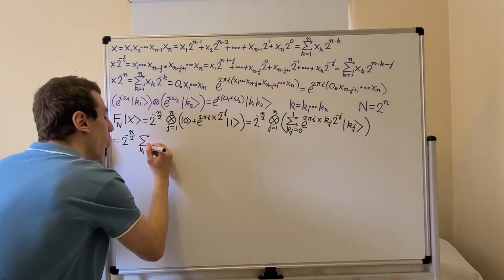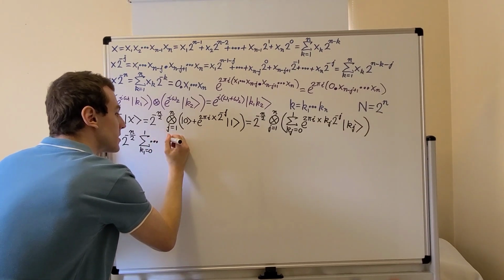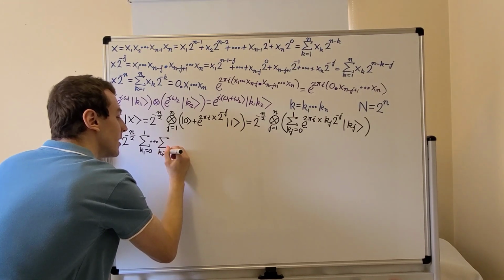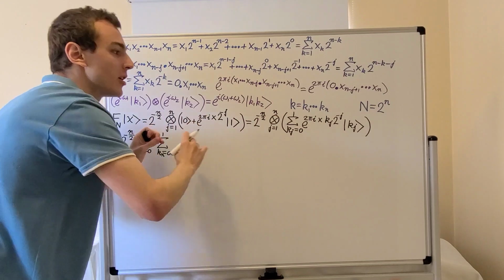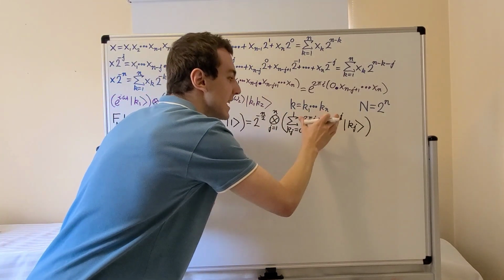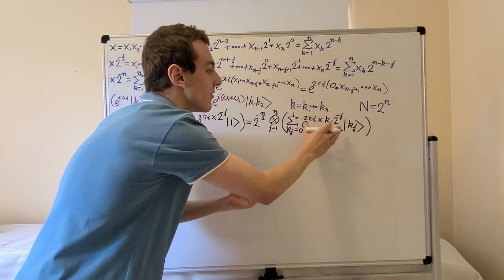First, we have k1 going from 0 to 1, and then we can go dot, dot, dot. We have all the other summation signs up to kn, which goes from 0 to 1. So that's all of those summation signs that appear in all of those tensor product terms. Then let's consider this exponential factor. We're going to be multiplying n of these exponential factors.